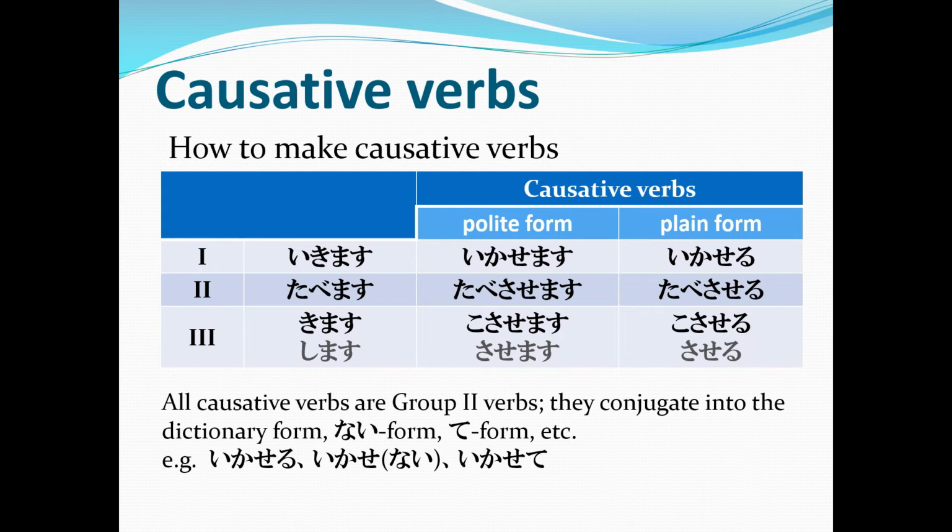Now remember, all causative verbs are group 2 verbs. They conjugate into the dictionary form, nai form, te form, etc. Example, ikaseru, ikasenai, and then ikasete. Again, ikaseru, if you want to make it into a nai form, ikasenai, and then for the te form, ikasete. Just how you would conjugate group 2 verbs. Again, causative verbs are all considered group 2 verbs and conjugate into the dictionary form, nai form, and te form as it is.